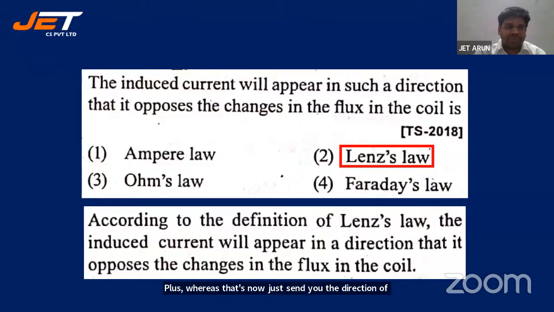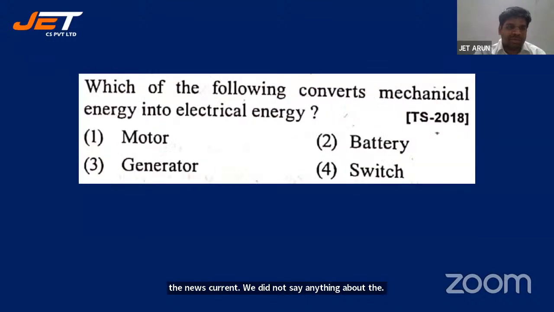All right, let's go for the next one. Which of the following converts mechanical energy into electrical energy? Motor, battery, generator, switch. Switch is absolutely wrong. Generator, motor, battery. Converts mechanical to electrical energy, students.